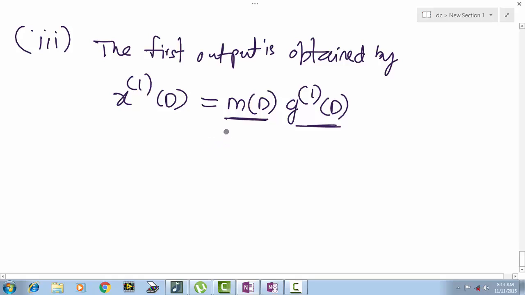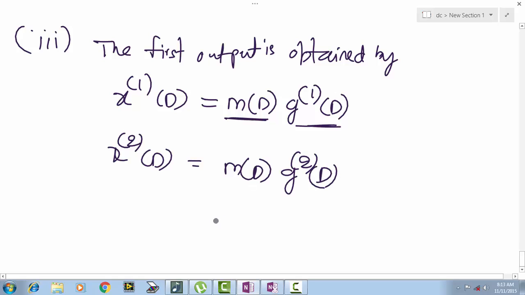Okay, so once we have the answer for the first output polynomial, we can write down the corresponding bits by observing the coefficients of the polynomial. Similarly the second output is given by x2 of d equal to m of d multiplied by g2 of d. So once we get the two outputs, and if we write down the output bits from the two output polynomials, then we can obtain the final output sequence, that is the encoded sequence for the given message vector.